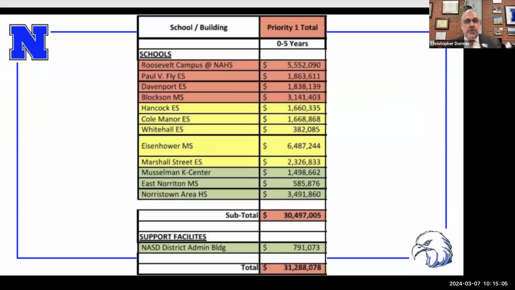I'm going to highlight those again by building so that you see everything from the Roosevelt campus, which has the most need at over $5.5 million, all the way down to Whitehall Elementary School, again, our newest building, so it does not have those most immediate needs, at a little over $380,000.